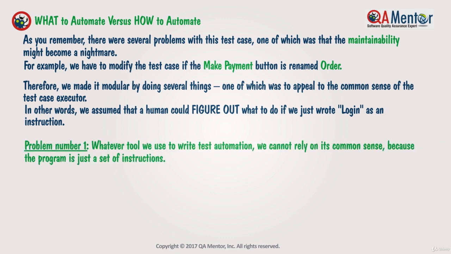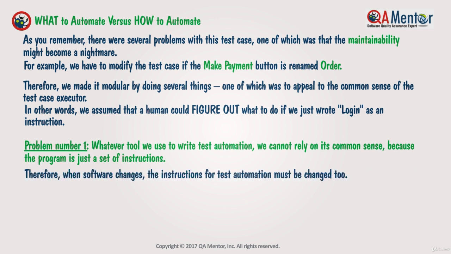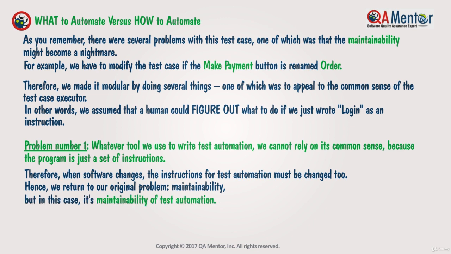Problem number 1. Whatever tool we use to write test automation, we cannot rely on its common sense because the program is just a set of instructions. Therefore, when software changes, the instructions for test automation must be changed too. Hence, we return to our original problem, maintainability, but in this case, it's maintainability of test automation.